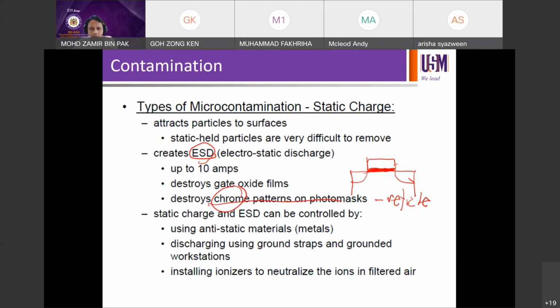So it can be controlled by using anti-static materials, discharging through ground straps, and even your equipment must be grounded, connected to the ground. Okay, so to eliminate the static implication, install ionizers to neutralize the ions in filtered air. So there will be ionizers in spaces in the fab.